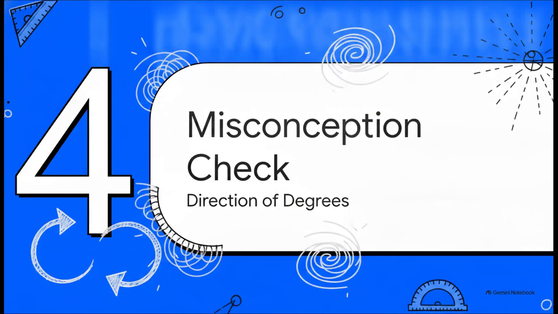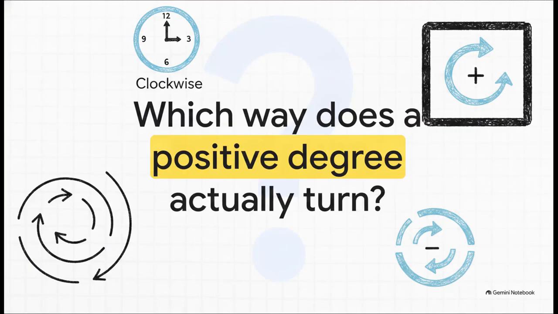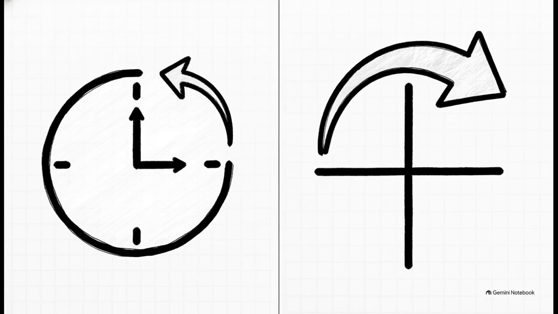Section 4. Misconception check. Direction of degrees. Pay very close attention here because this is where a lot of brilliant students lose points. Really think about this for a second. If a test asks you to rotate a geometric shape by a positive degree, which way does it actually turn? Clockwise or counterclockwise? Here is the golden rule you absolutely must memorize. If the degrees are positive, the rotation is performed counterclockwise. If the degree measure is negative, the rotation is clockwise.